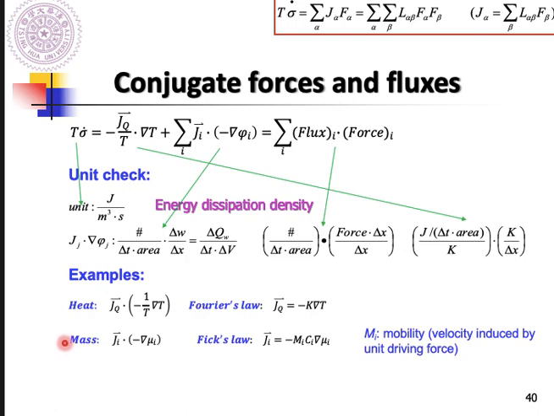And the second one is the mass transport. The flux here is the atomic flux times the minus chemical potential gradient. And regarding the atomic flux, you learned Fick's first law. The atomic flux actually equals minus the mobility, the concentration of the diffusing atom, and the chemical potential gradient. The mobility actually is the velocity induced by the unit driving force. You use the mobility to describe how fast this atom moves inside this material, right?